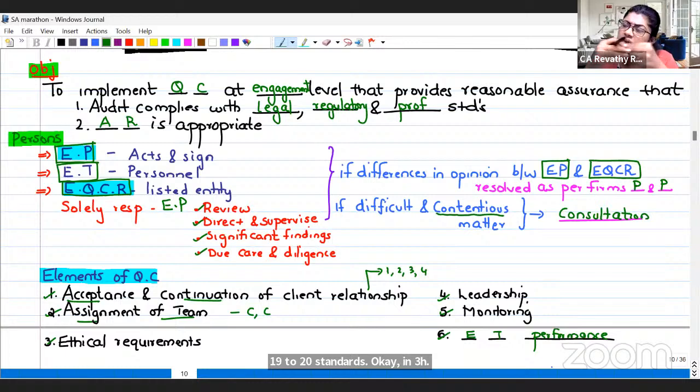So what is the next standard, by the way? 230, yeah? Okay. In fact, 230 is a separate chapter, chapter 6, audit documentation. So 20 seconds more, take rest and say ready. Are you ready? Let me know.